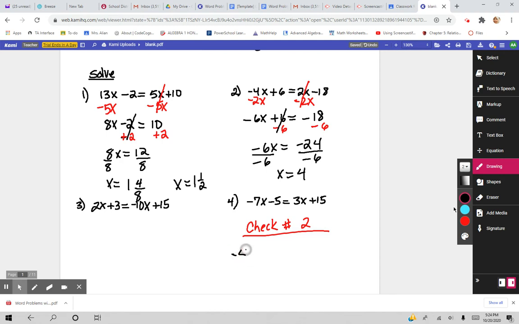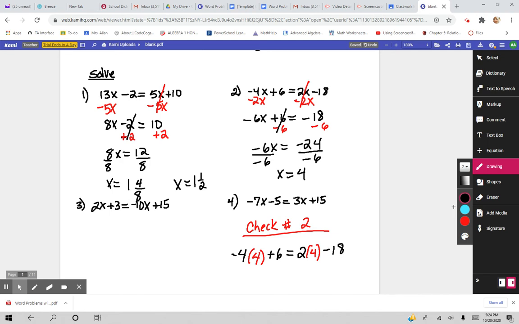So this is what I'm saying. Negative 4. Replace x with 4, because that's what we said it is. Replace it with 4. Plus 6, copy the rest of the problem. 2 times, replace x with 4, since we say this is the answer, minus 18.